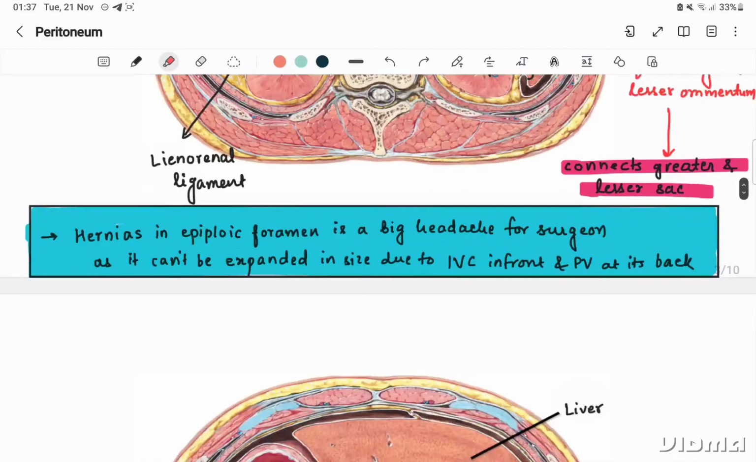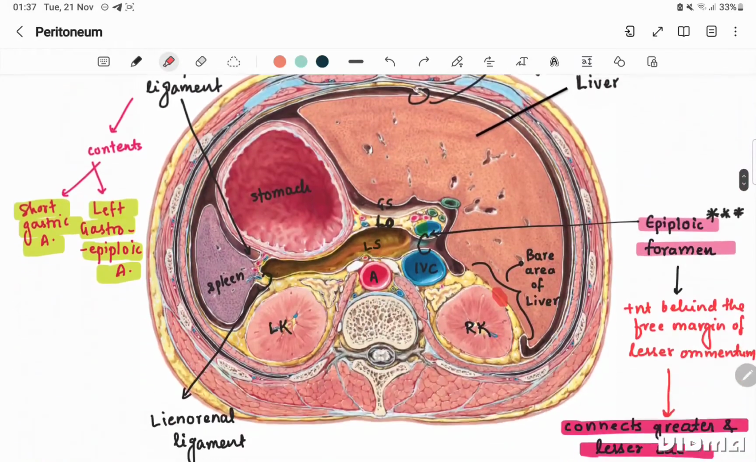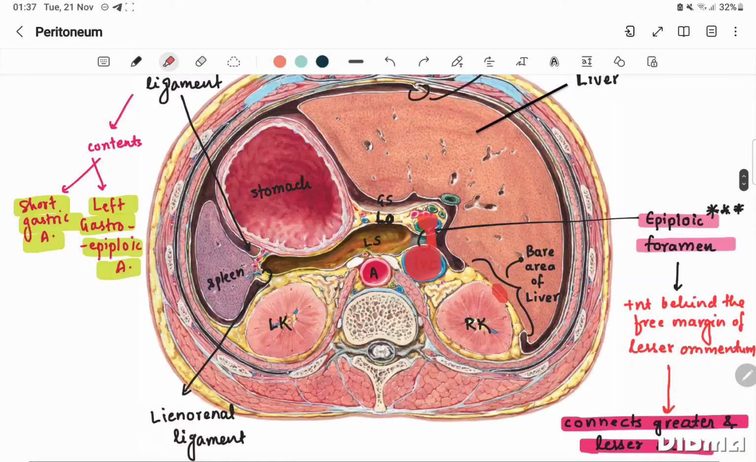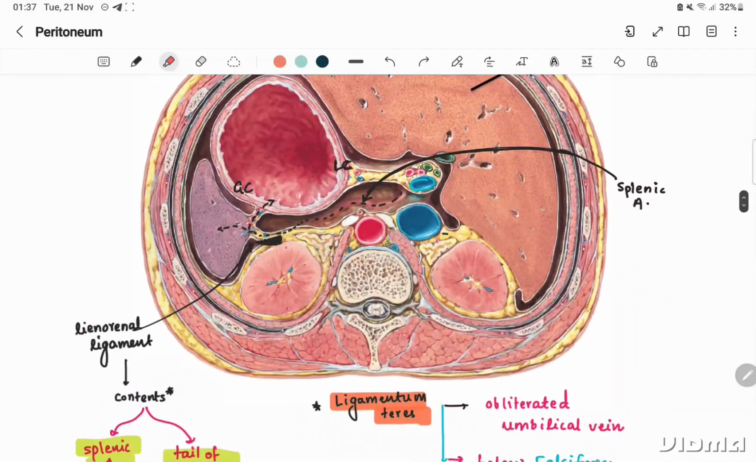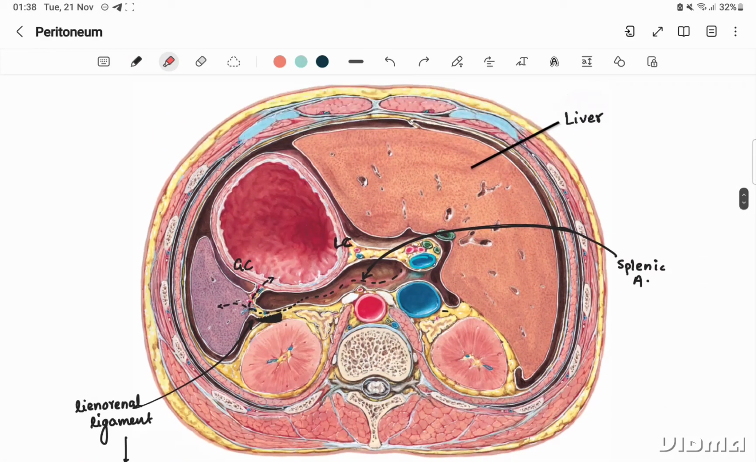Another thing, hernias in the epiploic foramen are a big headache for surgeons because it can't be expanded in size, due to the inferior vena cava and the portal vein at its back. You can see there is an inferior vena cava and here is a portal vein. So if there is any hernia in the epiploic foramen, it can't expand. The surgeons have to find all the structures, go deeper and incise the points. So it is a big headache for surgeons.